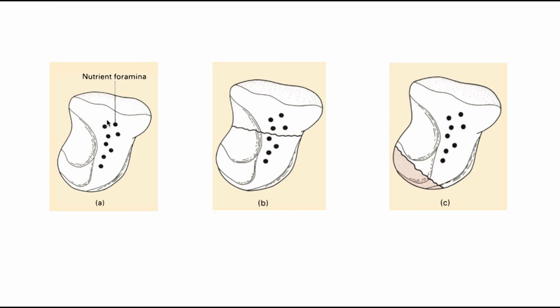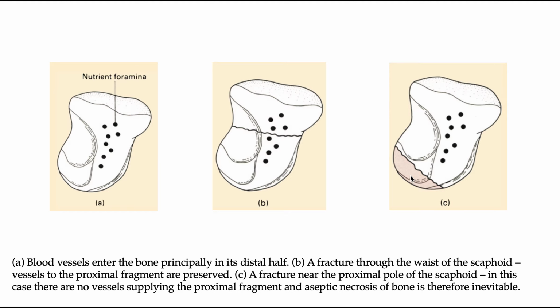What you see here, there are numerous openings, and these openings are helpful for entry of my nutrient arteries. And if the scaphoid fractures in the middle, nothing goes wrong, it will heal. But if this fragment is fractured, look at it, there is no nutrient foramina, and this bone is detached from the main bone, so this will not be getting oxygenated blood. So this part can undergo avascular necrosis. That's really important, and we need to understand.